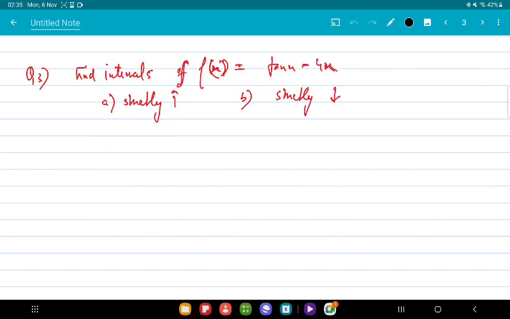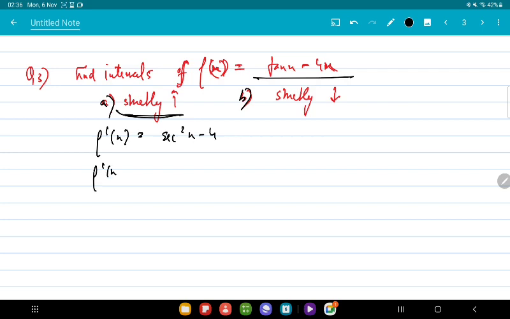The next question says, find the intervals in which f(x) equals 10x minus 4x, is strictly increasing and decreasing. Okay. These types of questions they can ask you even in 2 marks or 4 marks. It's up to them. So for f dash of x, you will get 10x minus 4x. In the first part, they are saying strictly increasing. So put it like this, greater than 0.